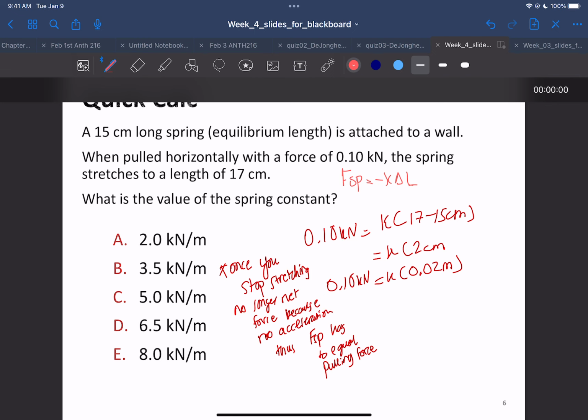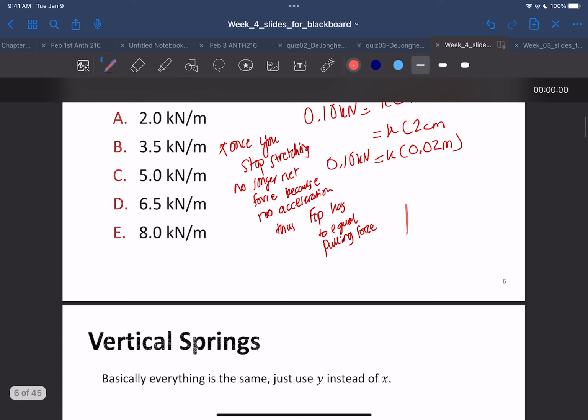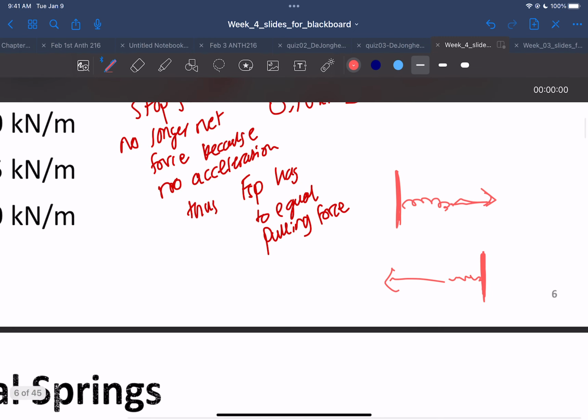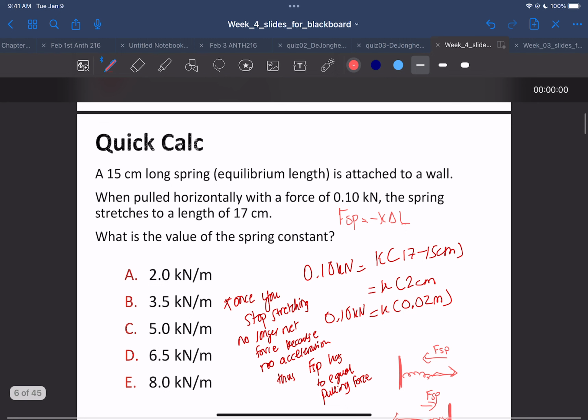Now, we're not quite sure what orientation this spring is in. We're not sure if the wall is this way and the spring is this way, so stretching it means pulling it to the right, or if the wall is this way and the spring is this way, so stretching it means pulling it to the left. Because then you would have different signs for your force. If you're stretching it to the right, your spring force should be to the left, a negative. If you're stretching it to the left, your spring force should be positive, to the right. They don't give us an indication of what's going on here exactly.